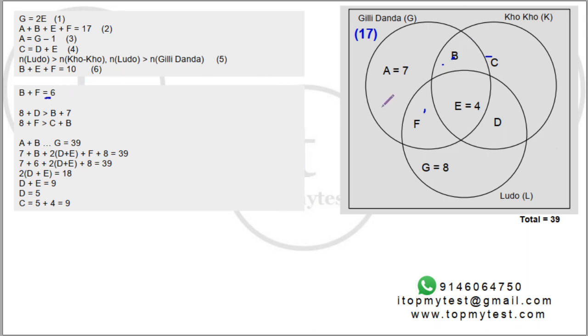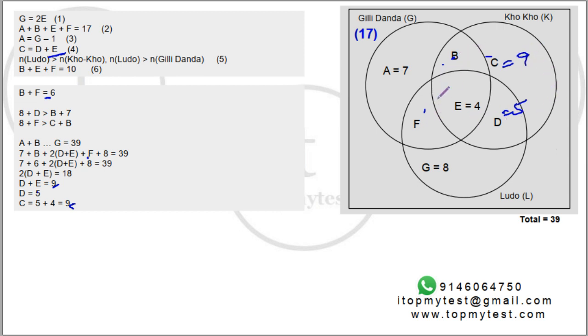Now let's substitute back in the full part. The total is 39. So if I add this all up, A is 7, B keeping it as B, C is same as D plus E, and there is additional D and E, so I put it twice, D and E. Then you have F and G. G is 8. This total will be 39. If I resolve this, I'll get D plus E should be equal to 9. Out of which I know E is equal to 4. So D should be 5. And C is same as D plus E, so it should be equal to 9. So D comes out as 5, C comes out as 9.